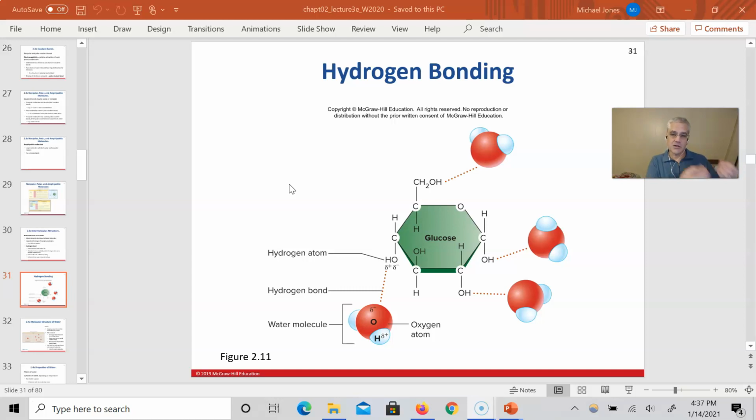Solvents dissolve other molecules. The other molecule that is dissolved in the water is called a solute. So a solvent is the thing doing the dissolving. The solute is the thing that's in there, dissolved. In the case of water, dissolved means it forms hydrogen bonds with that molecule. That's how it stays dissolved.